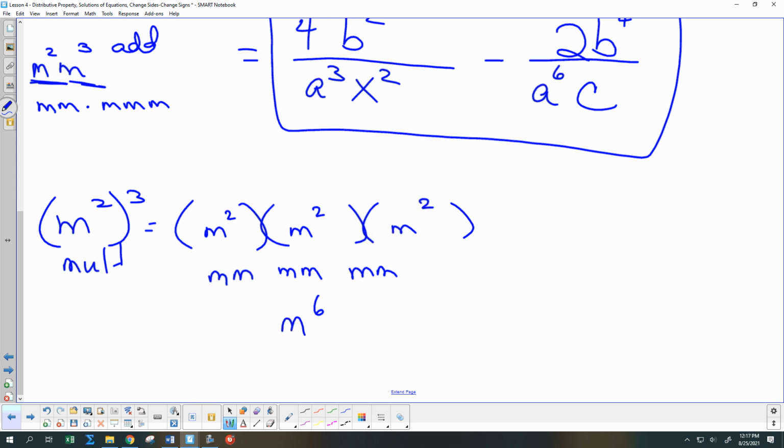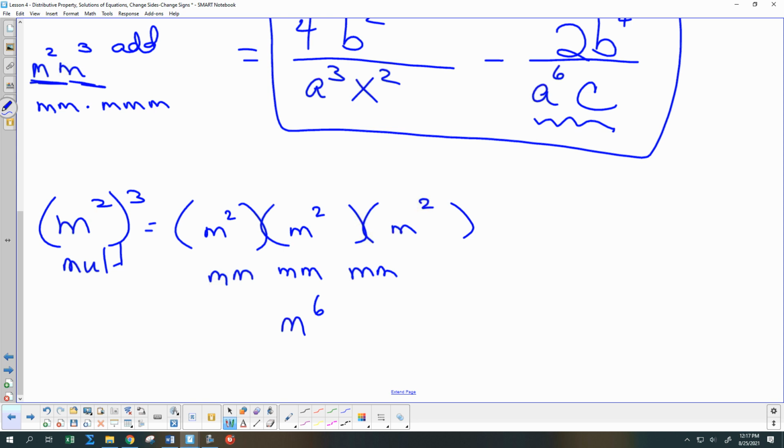You only multiply the exponents if it's one thing with two exponents on it. If you've got the same base times the same base, you add them. If you have different bases, like the A to the 6 and C, you can't put those together. You don't get anything for 7. Does that answer your question?